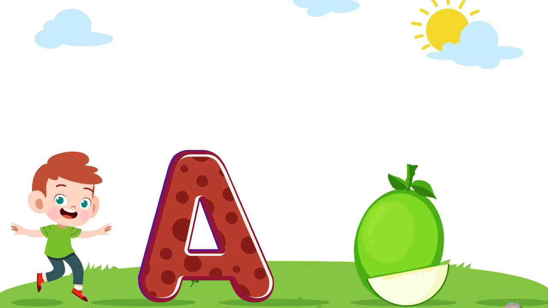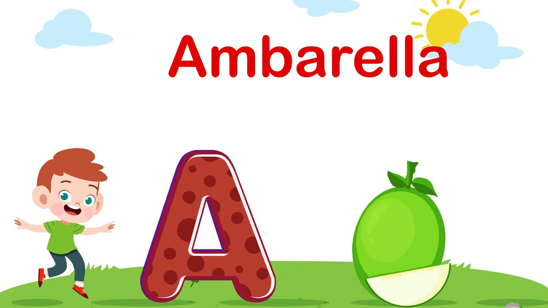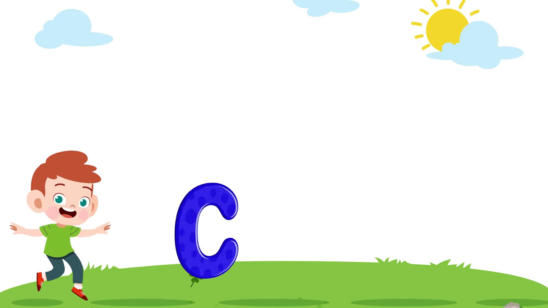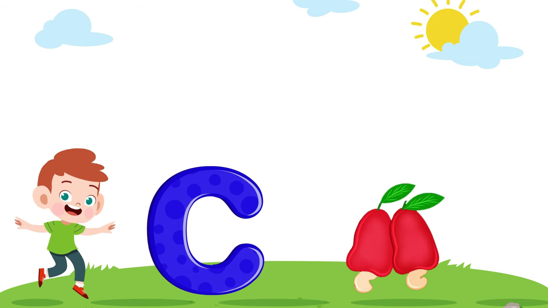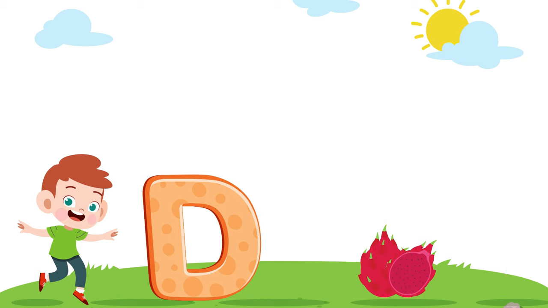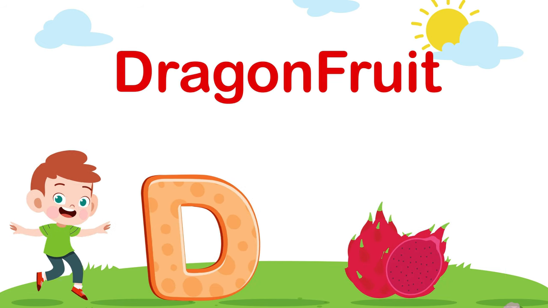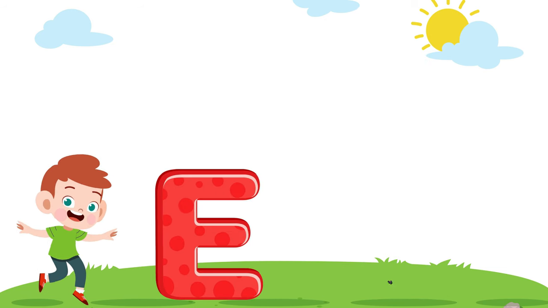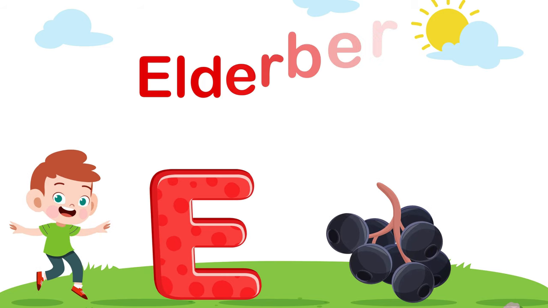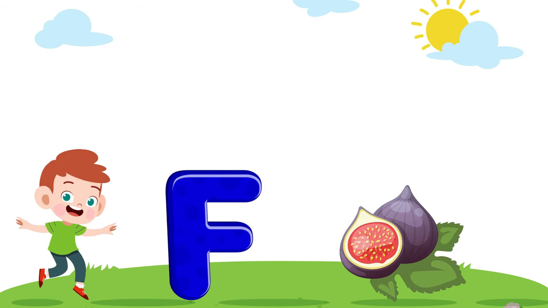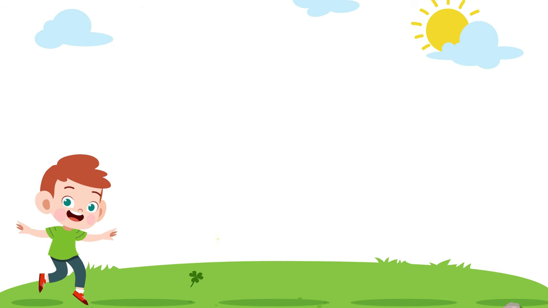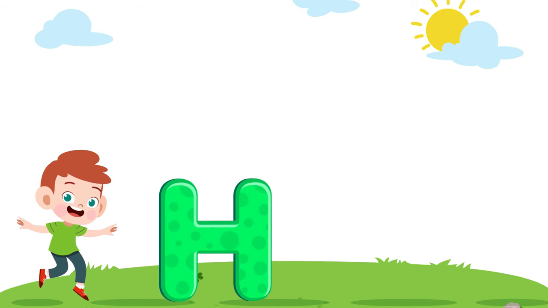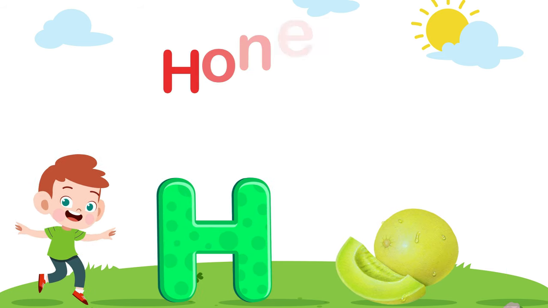A is for Amarilla. Amarilla. B is for Blackberries. Blackberries. C is for Cashew Apple. Cashew Apple. D is for Dragon Fruit. E is for Elderberry. F is for Figs. G is for Guava. H is for Honeydew.